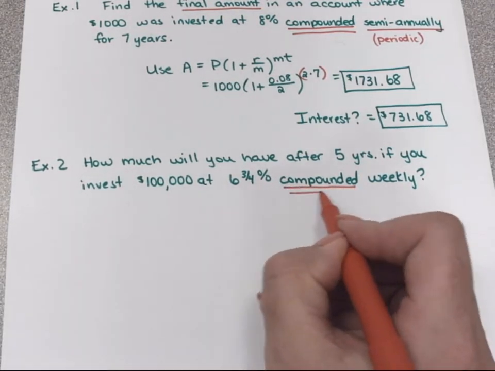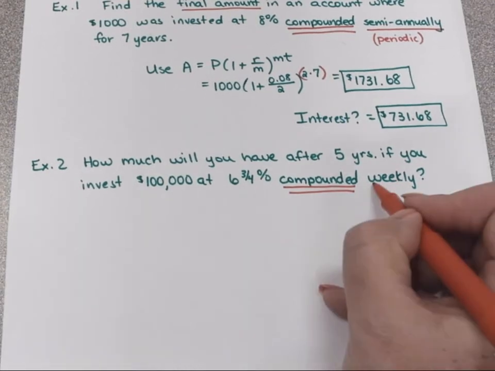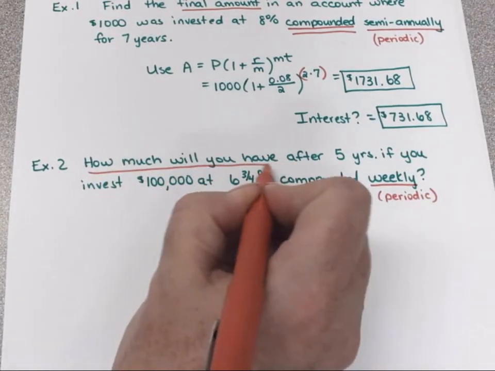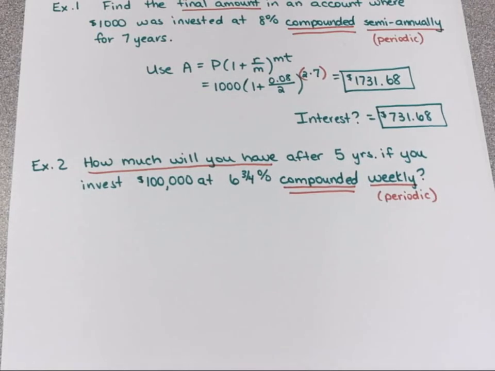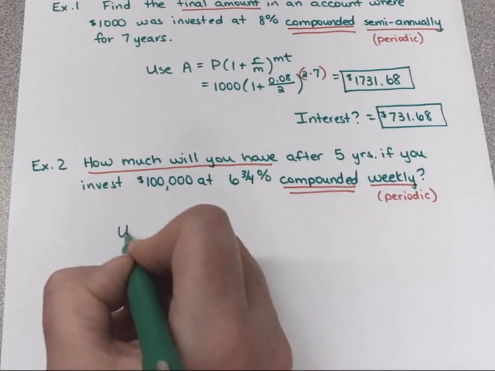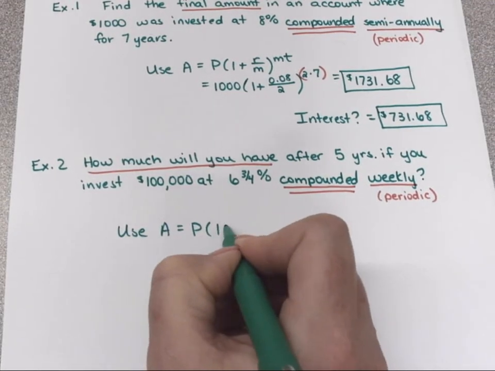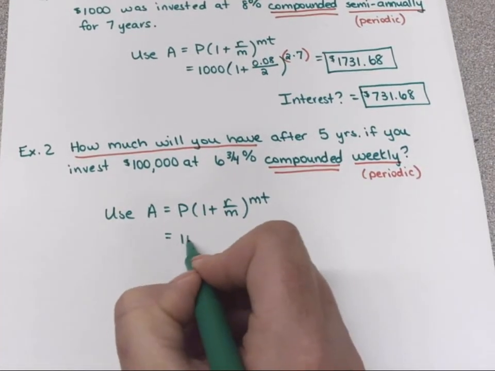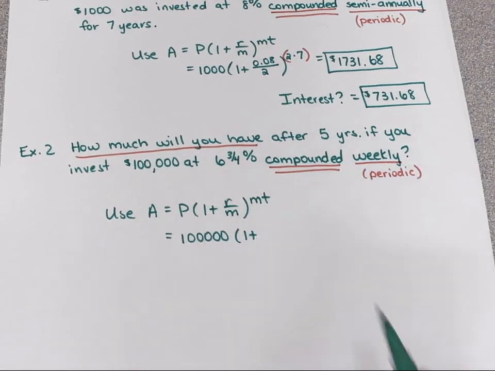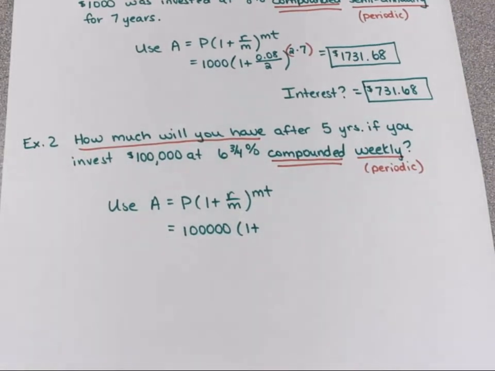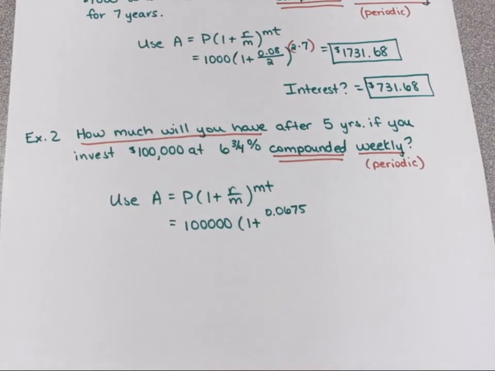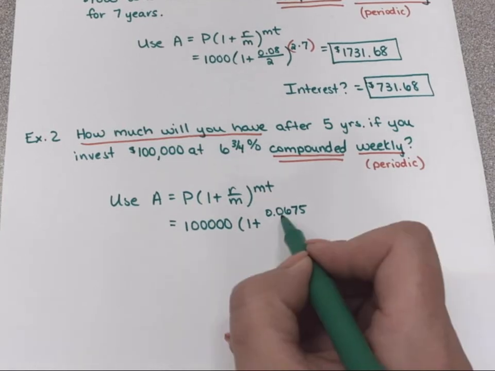Okay, but the fact that it says compounded means we're using one of our compound formulas. The fact that it says weekly means it's periodic again. And then it's still asking how much will you have. Okay, in other words, what's it still trying to get you to find? A, the final amount. So we're still going to use A equals P times 1 plus R over M to the MT power. But this time, notice we have a much larger starting investment. So how am I going to write 6 3/4% in decimal form? Yeah, 0.0675, right? So I always put a 0 before my decimal point just to remind myself that there's a decimal point there.